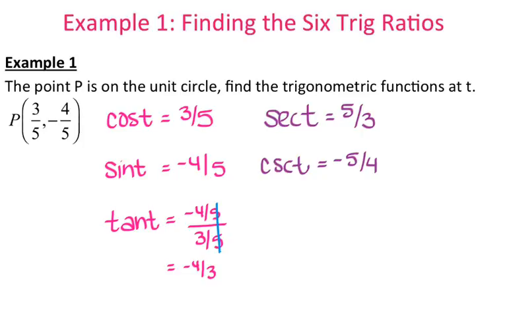Cotangent matches up with tangent, and since tangent is negative 4/3, cotangent is negative 3/4. I think I initially said that backwards. But those are the 6 trig functions when I give you the point. Cosine's your x, sine is your y, tangent is y over x, and then you can just flip those over to get secant, cosecant, and cotangent.